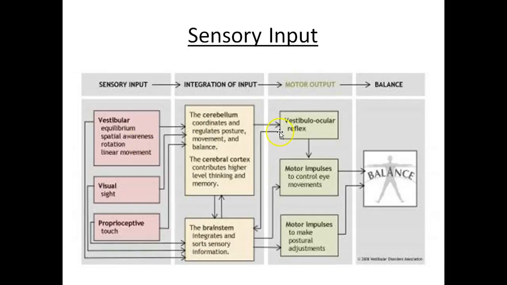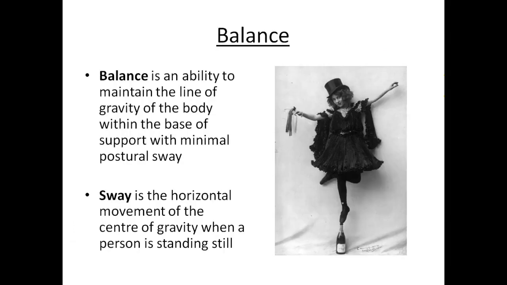For the vestibular system, it would be the vestibulo-ocular reflex. For vision, it's going to be motor impulses that control the eye. And proprioception is going to be motor impulses that make postural adjustments, and everything ties together for balance. So there's three systems working for balance. Balance is the ability to maintain a line of gravity within the base of support with minimal postural sway. Sway is the horizontal movement of the center of gravity when a person is standing still.